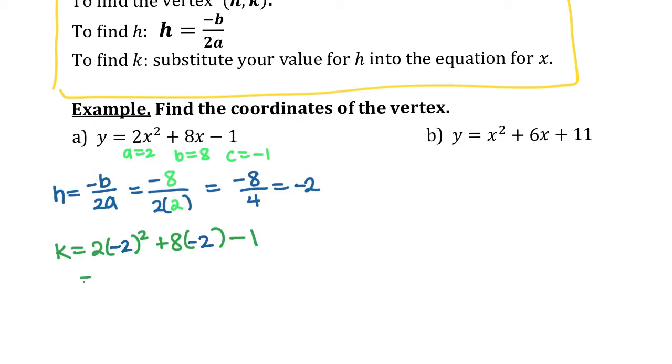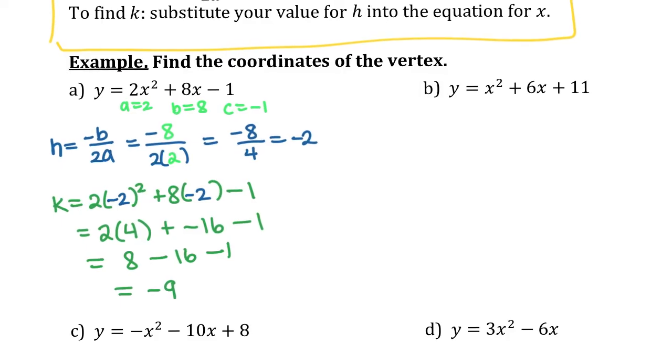Okay, and then I evaluate this very carefully. 2 times negative 2 to the second power is 2 times 4, which is 8. 8 times negative 2 is negative 16. 8 minus 16 minus 1 is negative 8 minus 1, negative 9. And if you want to, you could put that in a calculator, which means my vertex is going to be h comma k. For h, I got negative 2. For k, I got negative 9. So this is going to be negative 2 comma negative 9.